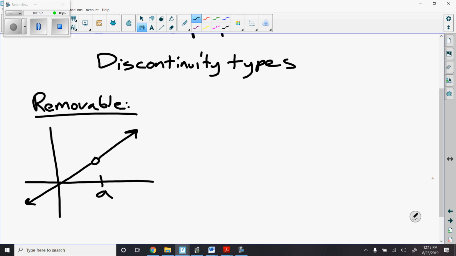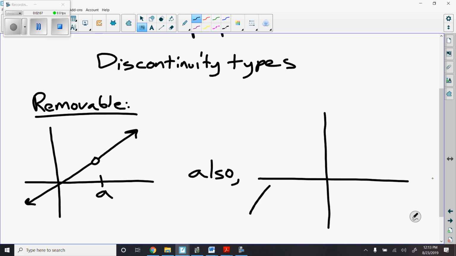Here's another picture of a removable discontinuity. This second picture also has a hole, but notice it's a hole that's filled in somewhere else, whereas the first graph was a hole that was never filled in. Like in the first graph, f of a is undefined. In the second graph, f of a is defined, but it's not the same as the limit as x goes to a. So both of those are removable discontinuities.